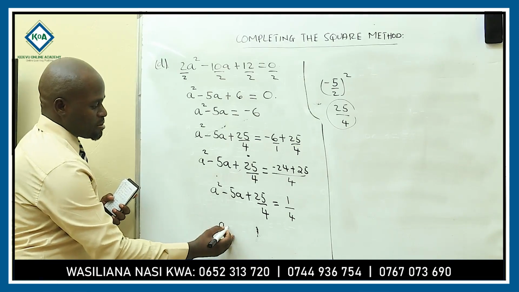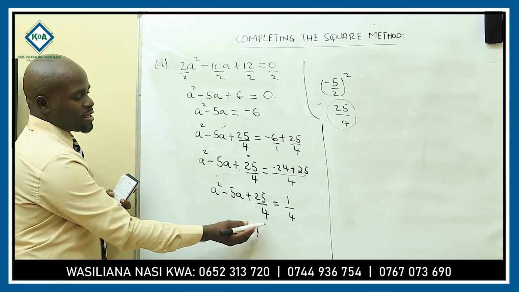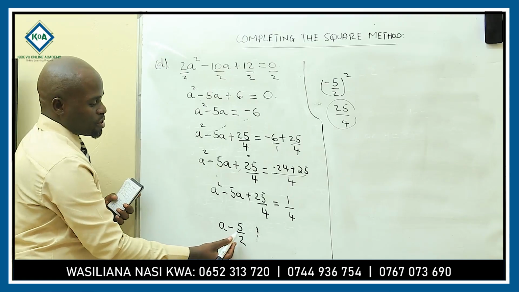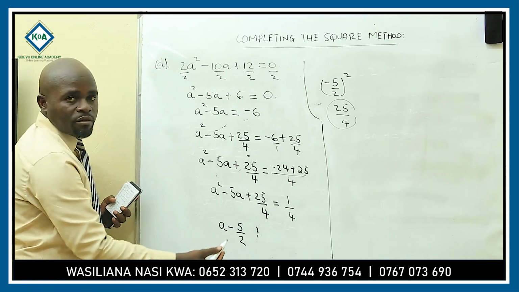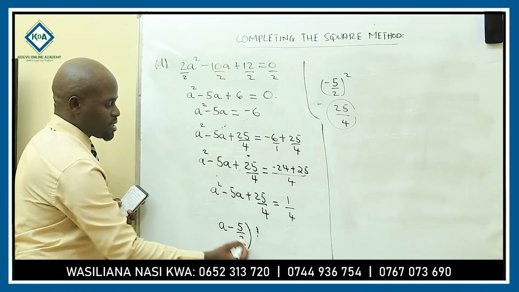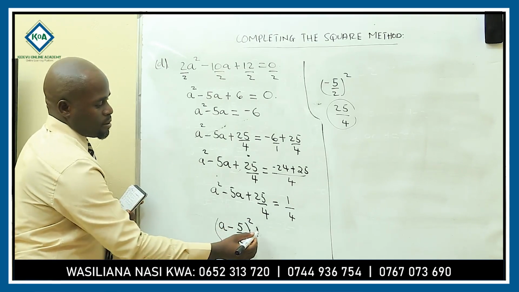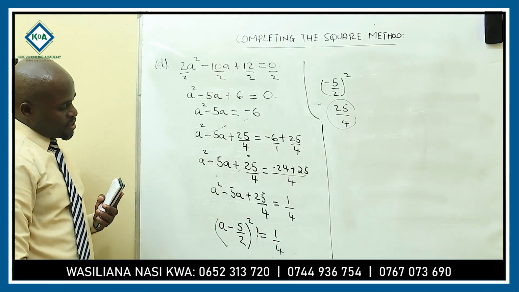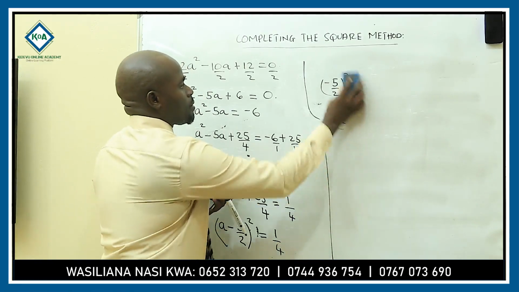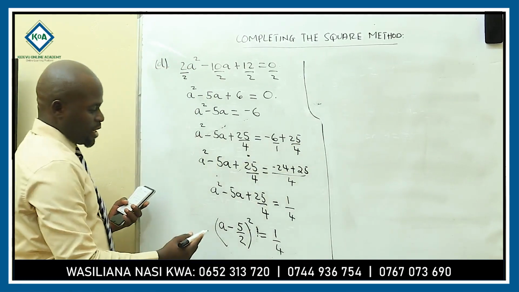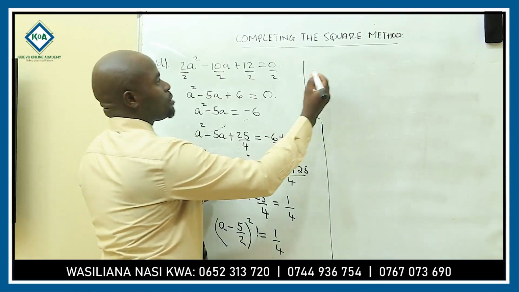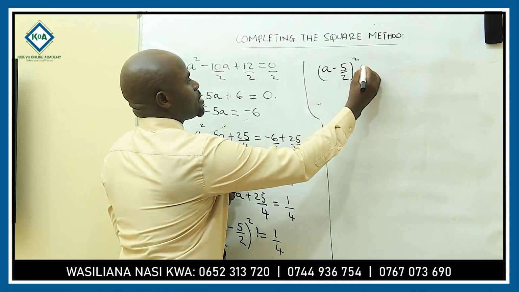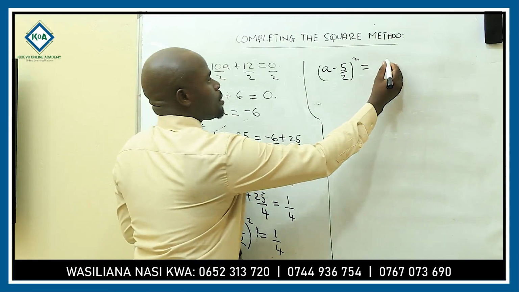Yes. So after reaching this step, now we observe what, if you multiply it by itself, we get a squared. The answer is a. We observe this sign, it is minus. What, if you multiply it by itself, gives us 25 over 4? The answer is 5/2, because 5/2 times 5/2 is 25/4. Then all of these must have a square, equal to 1/4. Yes. So we have a minus 5/2 squared is equal to 1/4.